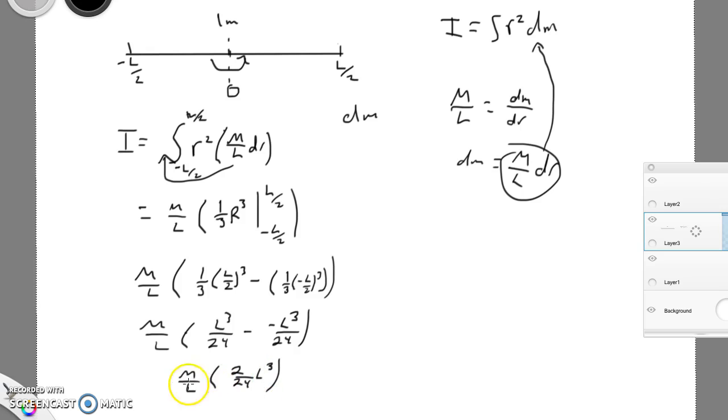Okay, to further simplify, we can cancel out L from here and there, and 2 over 24 simplifies to 1/12, so that we get 1/12 ml squared for the moment of inertia for this uniform rod. Okay?